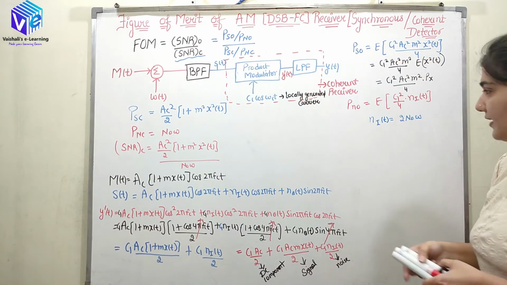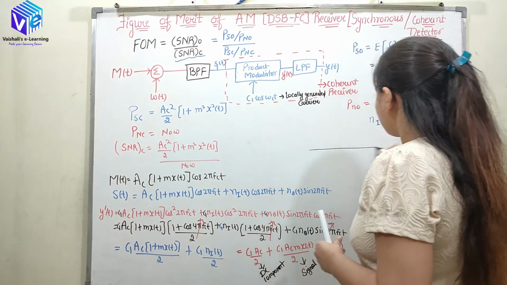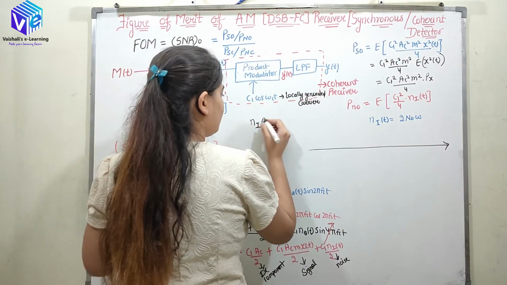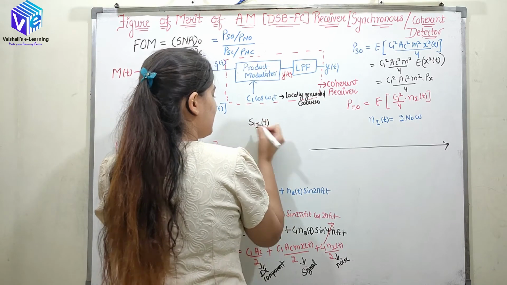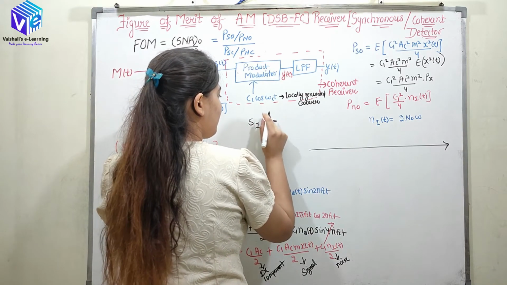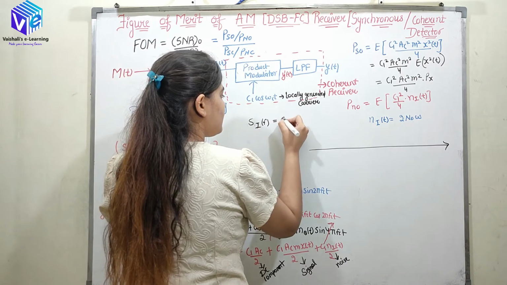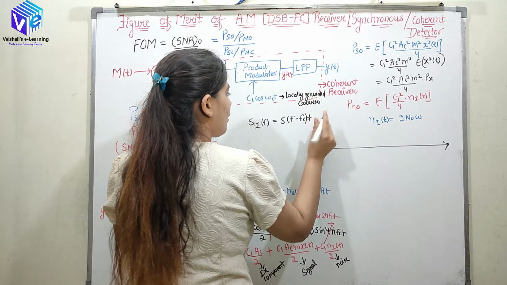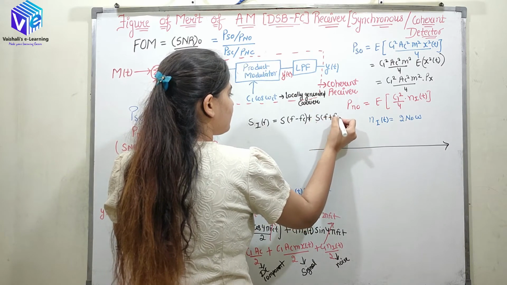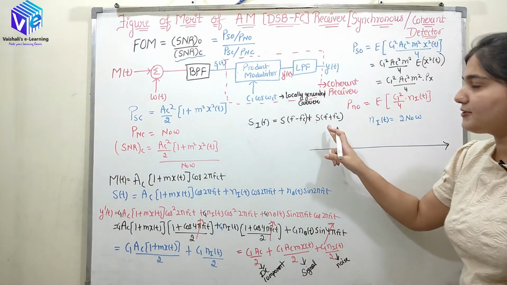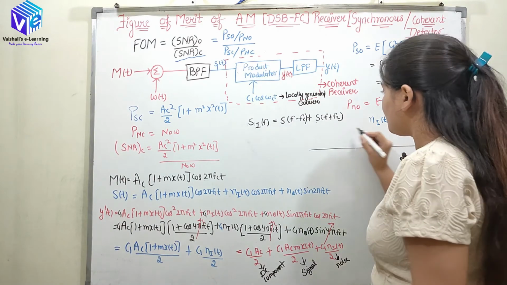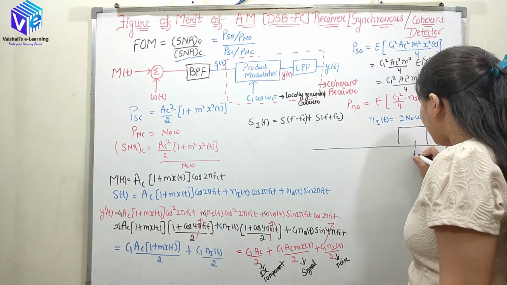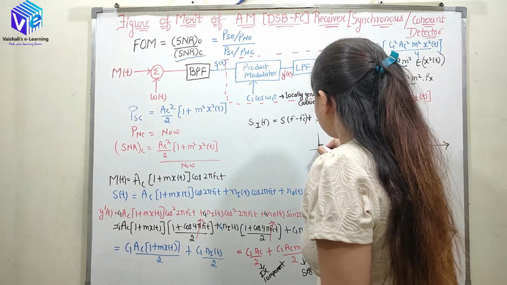How? Again I'll repeat this. The power spectral density of n_I(t) can be represented as S(f − fc) plus S(f + fc), where S is the power spectral density of my n. So I am shifting the power spectral density of n at fc and −fc.